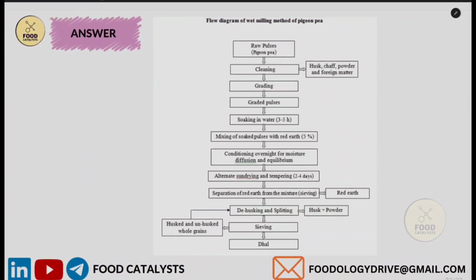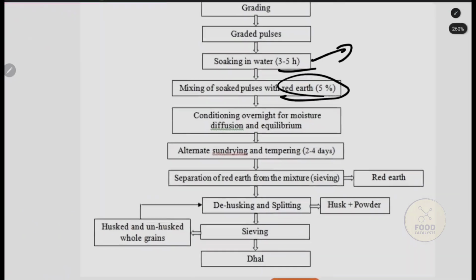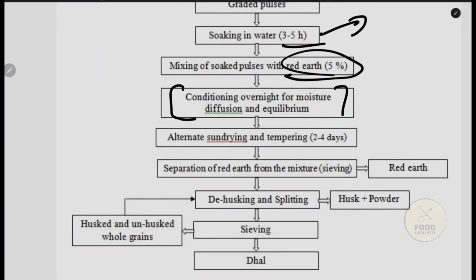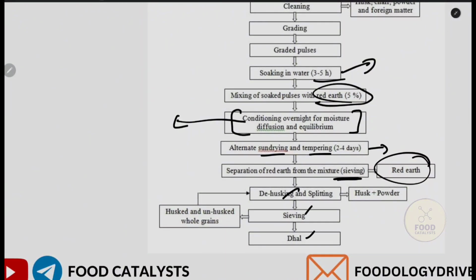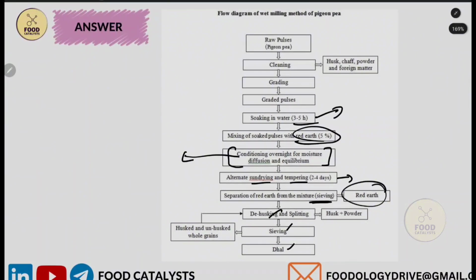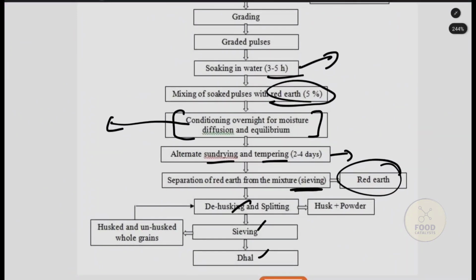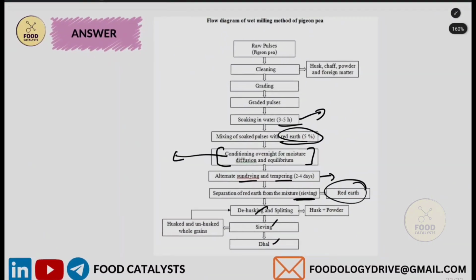So that's it. See, here is the flow chart of the process which I am talking about. After soaking 3 to 5 hours, we are mixing this with 5% red earth. And see, here conditioning overnight for moisture. Conditioning means adjusting the moisture to a perfect level. Okay, so we are doing sun drying and tempering for 2 to 4 days, and after the sieving process we remove the red earth. Then we do de-husking, splitting, sieving, dal. The usual steps follow, but this is the whole flow chart of how the process runs.